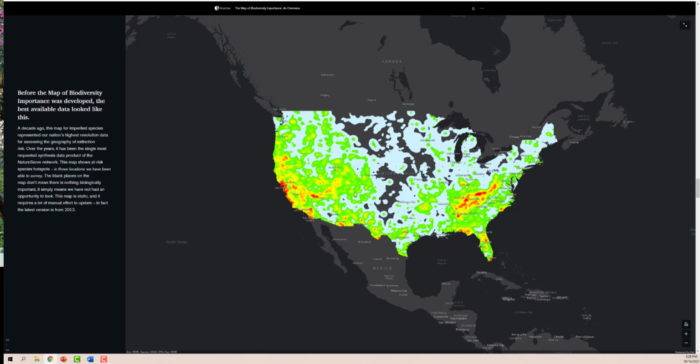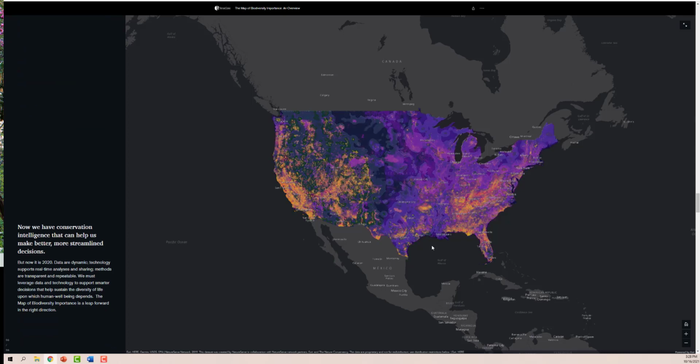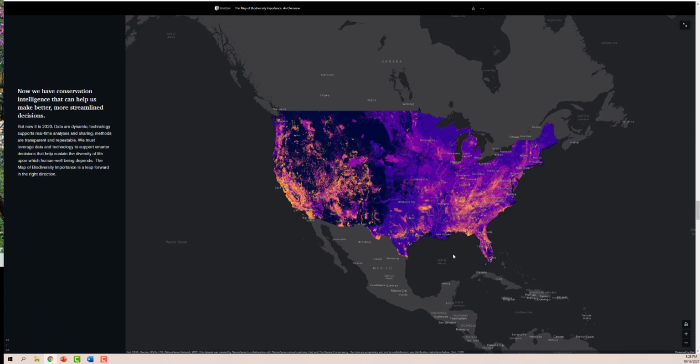And so that was the old model, and it was a static model, just a static map, one layer, so you couldn't really interact with it. And again, it was a really great starting point, but now we have conservation maps that are much more intelligent, and they can help us make better, more streamlined decisions.